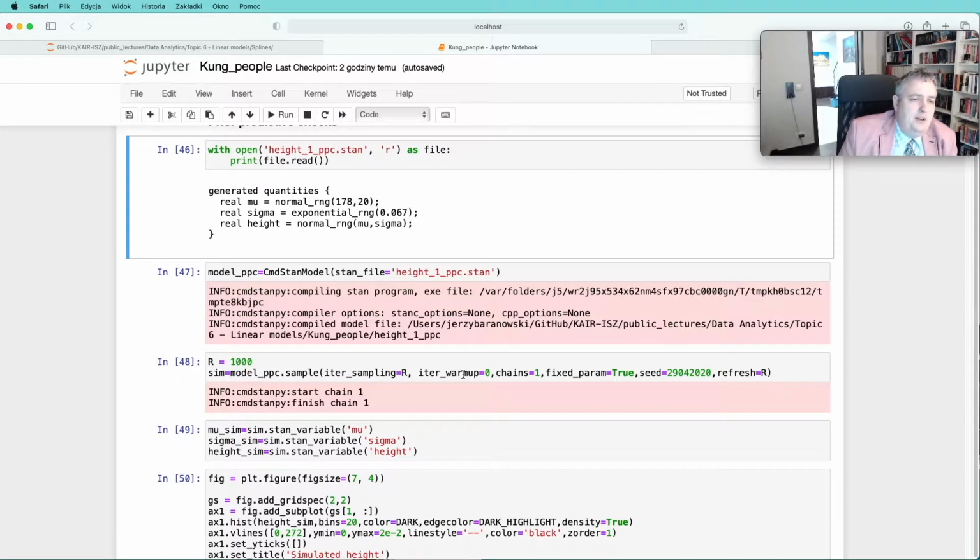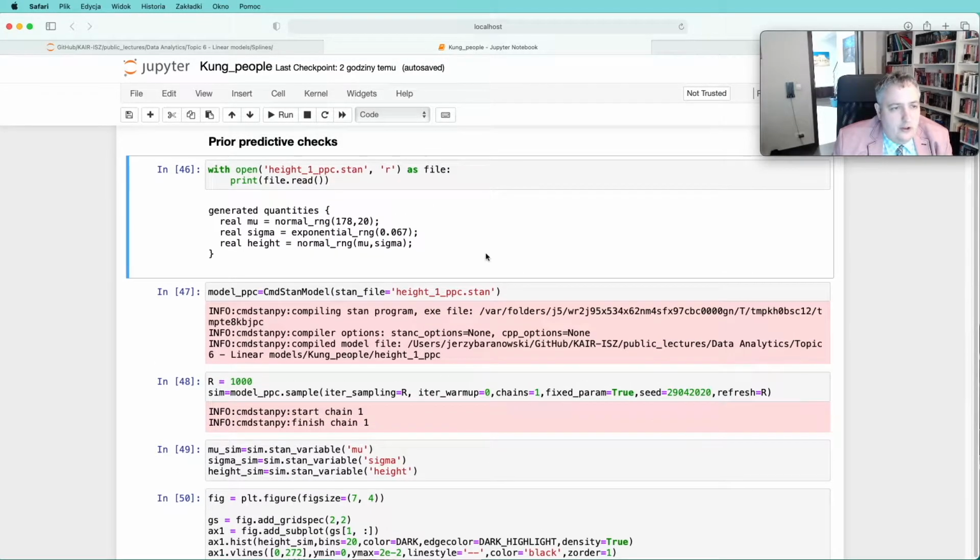What we are doing here is getting 1,000 samples from our model without any warm-up. Why? Because it's only a generated quantities model. We have no parameters, so we are not doing actual Monte Carlo sampling. We are just using random number generators from Stan, which are more efficient in a way because they are written in C and not in Python. And we get our simulated values.